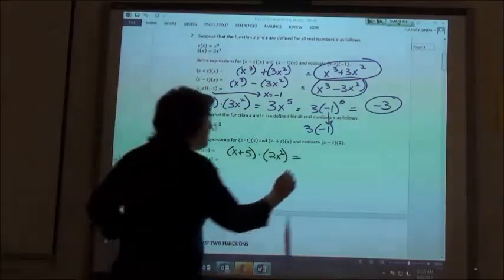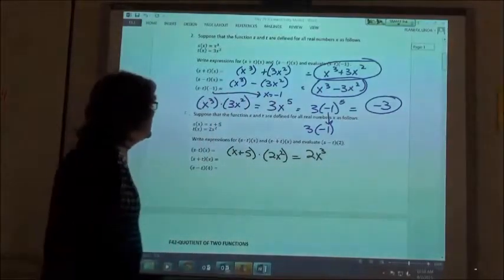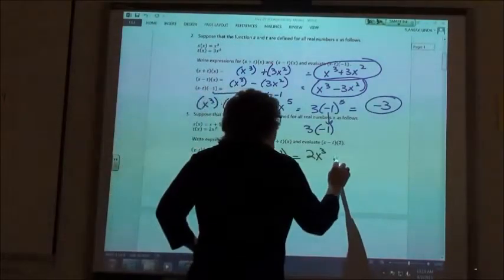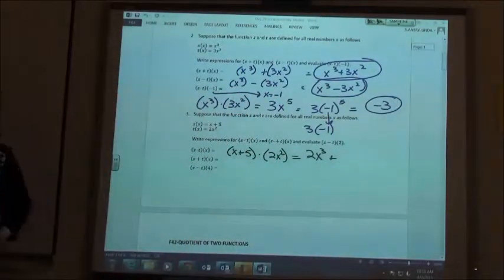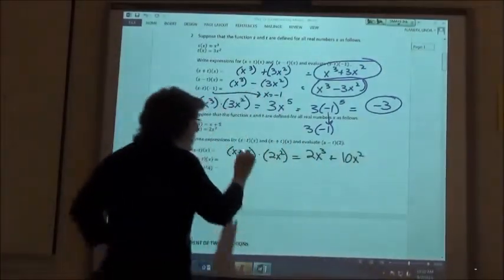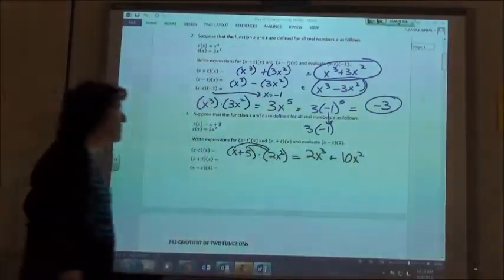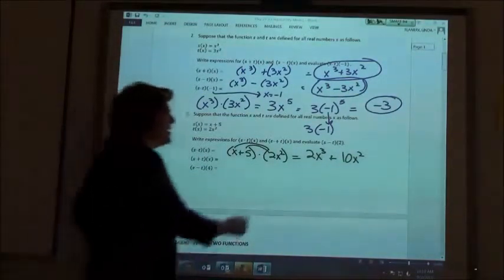2x to the third, plus 10x squared. We have to distribute it times both of them. So 2x to the third plus 10x squared is going to be my answer.